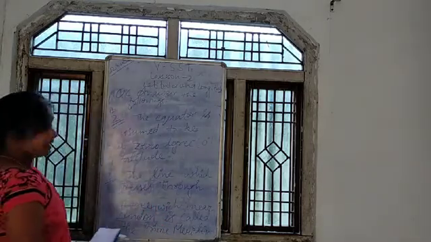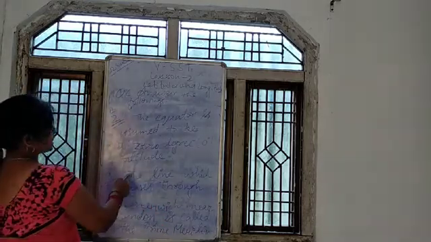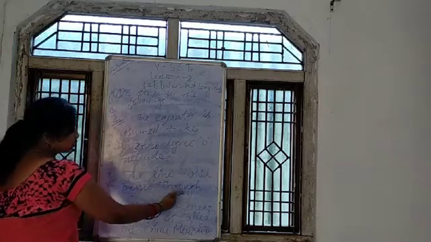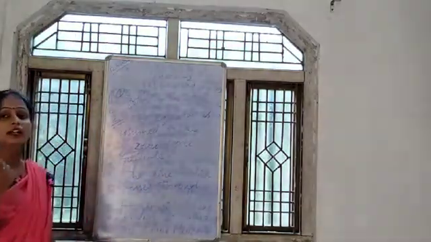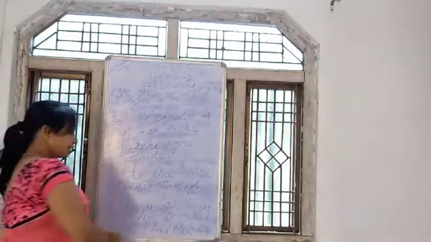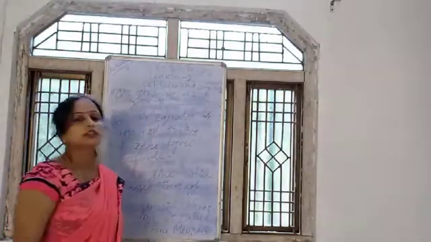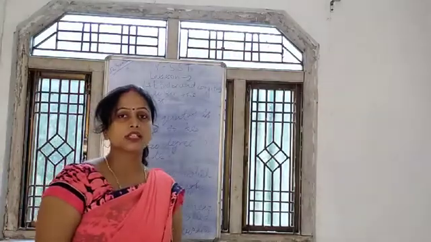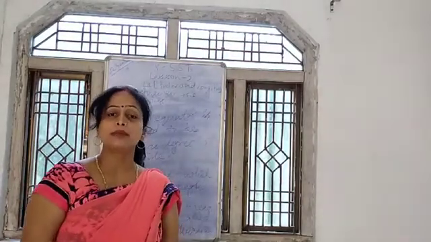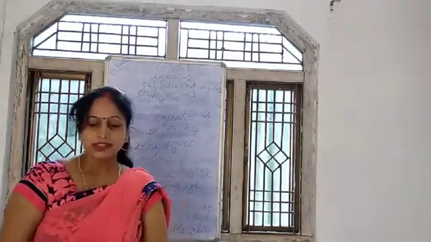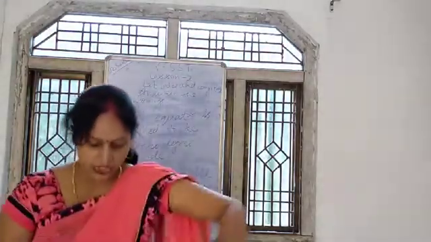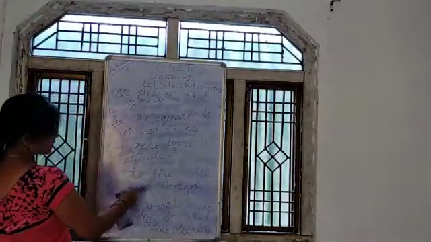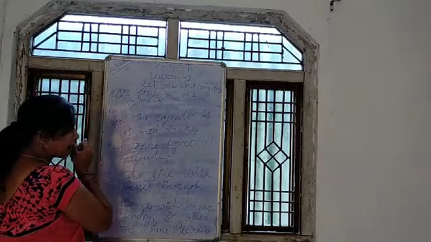So this is the answer. Again, we will repeat this answer. The line which passes through Greenwich near London is called the prime meridian. This is the definition of the prime meridian. Now, the next question. Question number 4. Up to 3 questions we have completed.